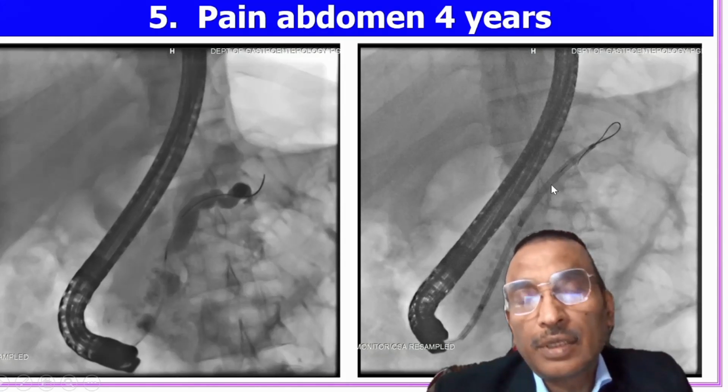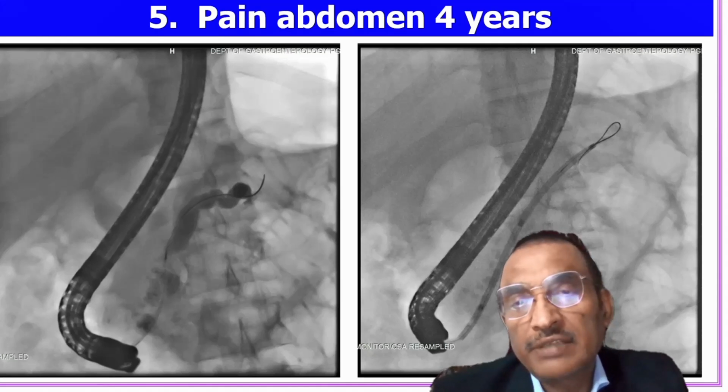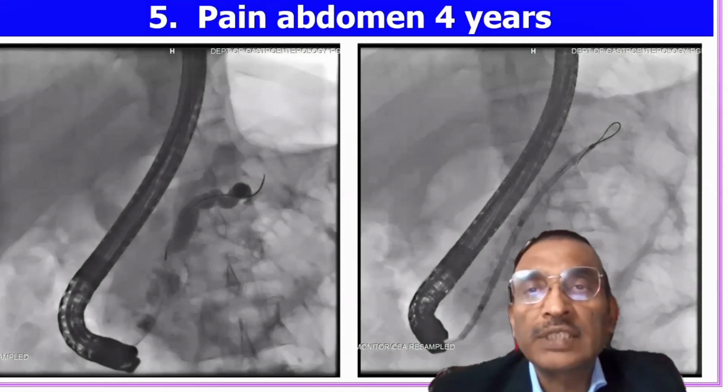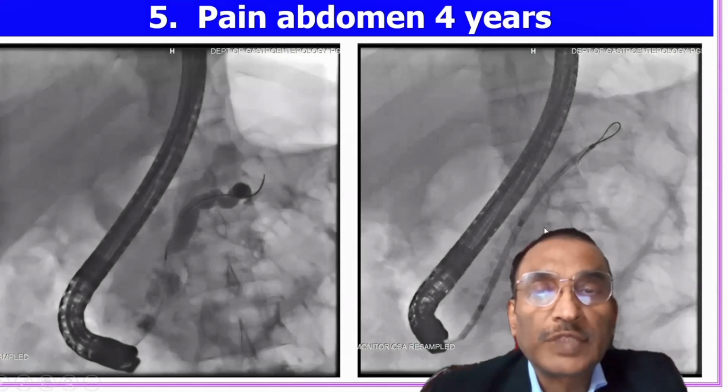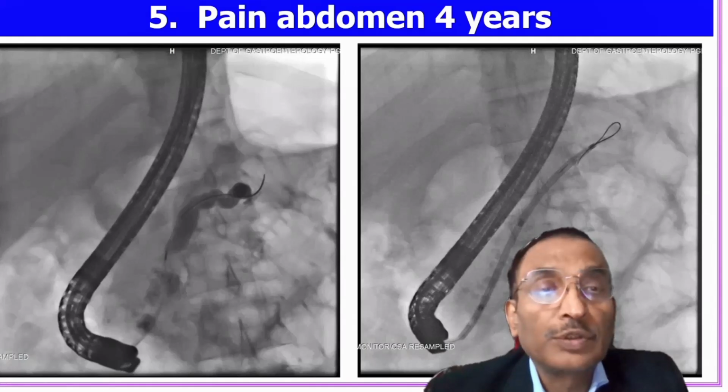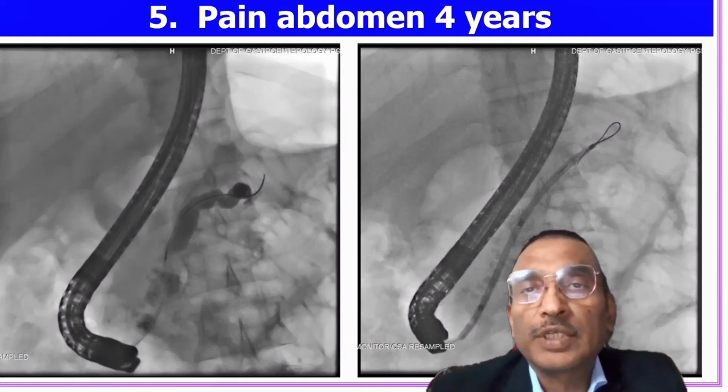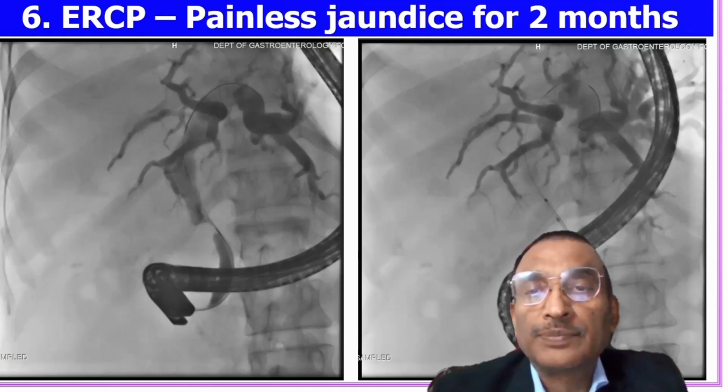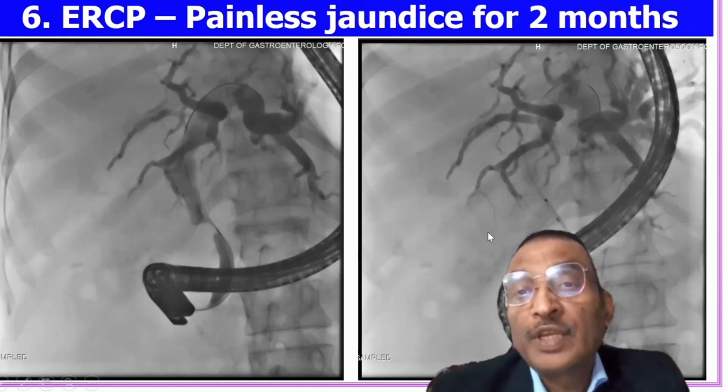So that should always be bridging the stricture, and if there are multiple strictures, the ideal situation should be that all the strictures should be bridged. So for the whole pancreatogram, it is important to take a pancreatogram of the whole.